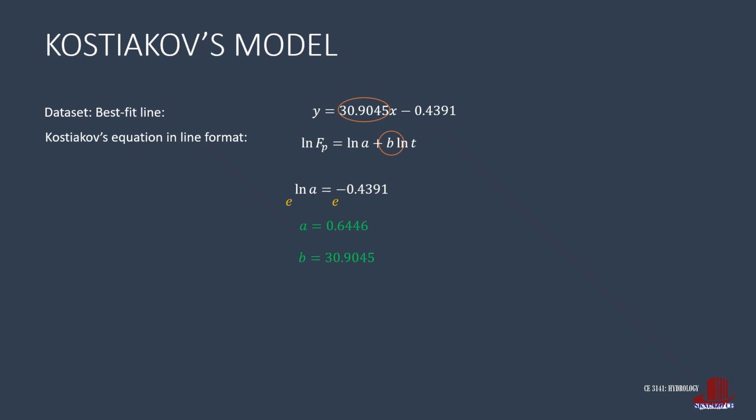With a and b already figured out, we plug them in Kostiakov's model of f of p as equal to a times t raised to b, making it f of p as 0.6446t raised to 30.9045.